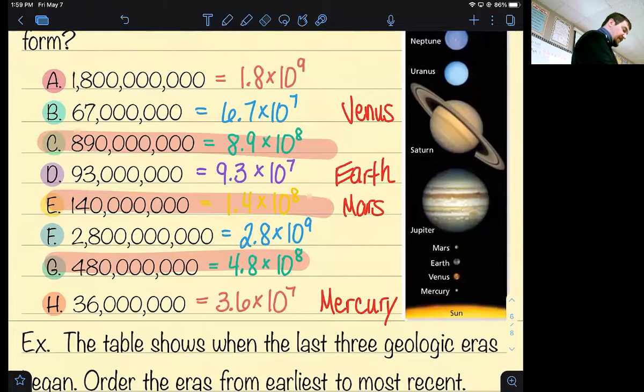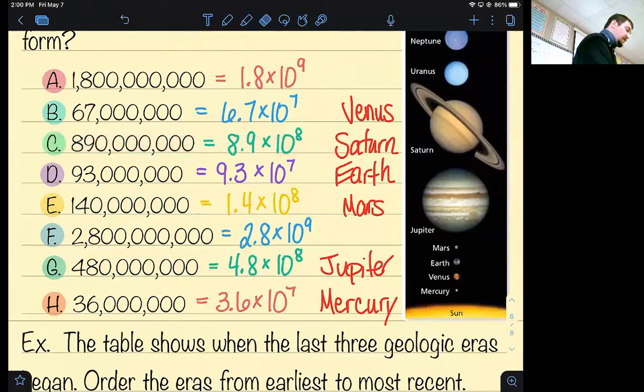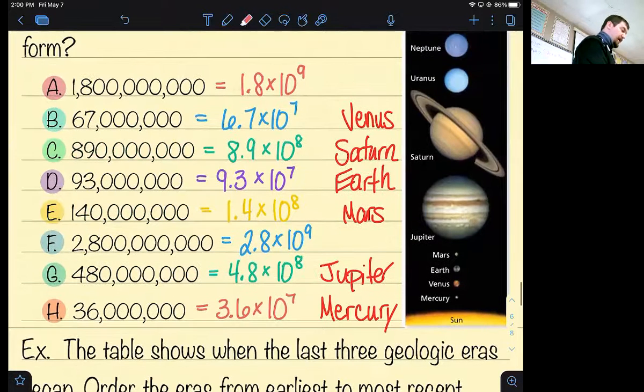Okay, so we got this one now. Which of the remaining two is the smallest? G, 4.8, so that's Jupiter. And then after Jupiter is Saturn. Now we're looking at the ones that are 10 times 10 to the 9th miles away. This one and this one.